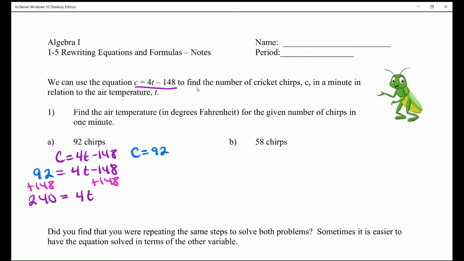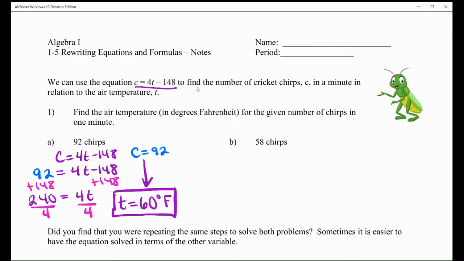The last step is to undo the multiplication. So right now, remember, we're solving for t, and right now we're multiplying t by 4. So we're going to divide both sides by 4. So I get t equals 60 degrees Fahrenheit. So when we hear 92 chirps in a minute, that means that we can estimate the temperature to be about 60 degrees Fahrenheit.